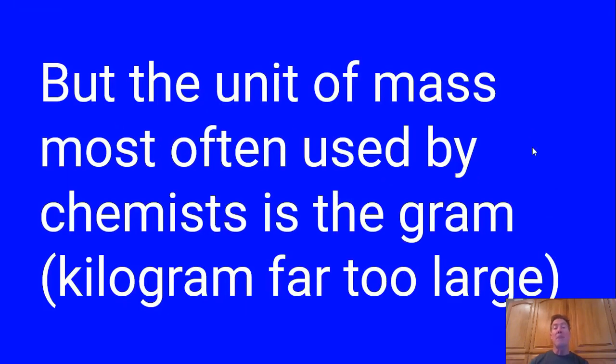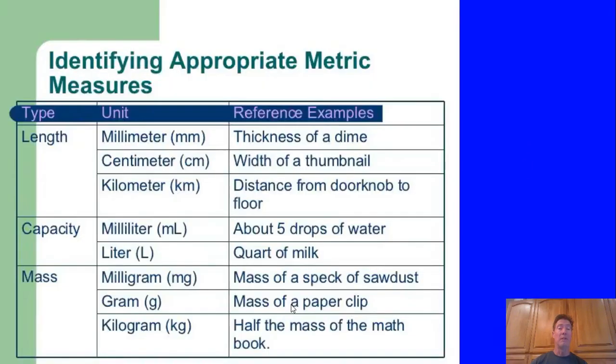But the unit of mass most often used by chemists, as I mentioned before, is the gram. A kilogram is often far too large an amount to work with. So if you want to identify basic metric measures, here are some nice approximations to remember. A millimeter is about the thickness of a dime. A centimeter is about the width of a thumbnail or fingernail. My pinky is about a centimeter.